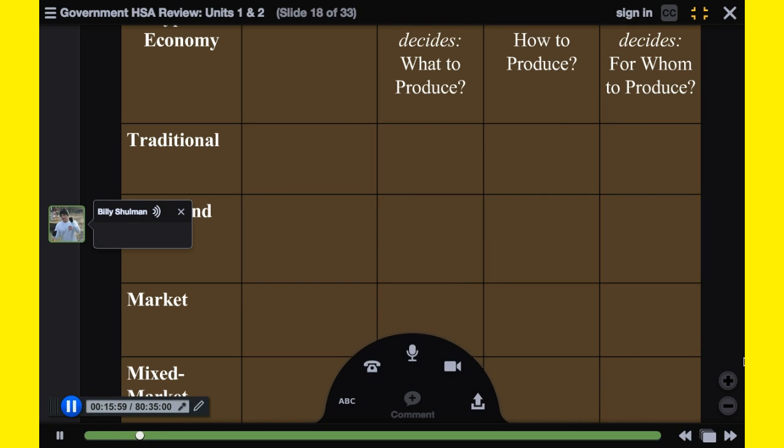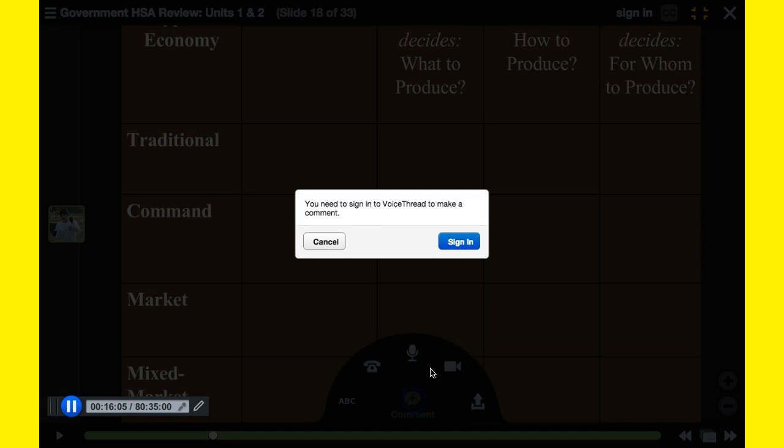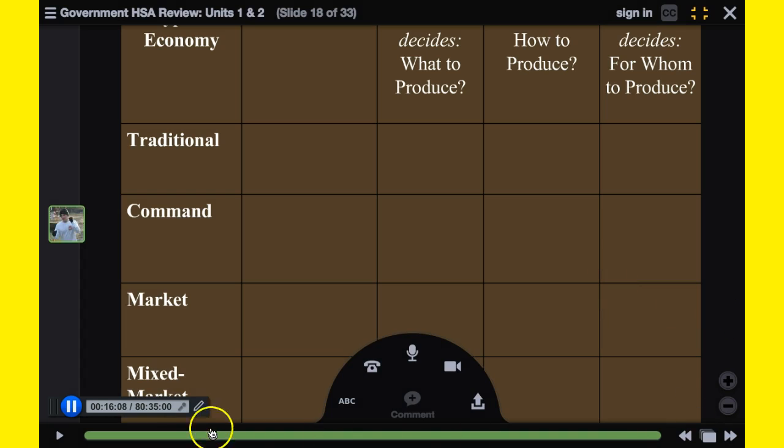There are four main types of economies that you need to be familiar with in the government HSA. They include traditional, command, market, and what we have in the United States, a mixed market economy. And you'll notice on this graphic organizer, each one of these economic systems answers those three questions. What to produce, how to produce, and for whom to produce. And the answer on who decides those questions is different depending upon each type of economy. And so that's what we're going to be looking at in the next few pages.